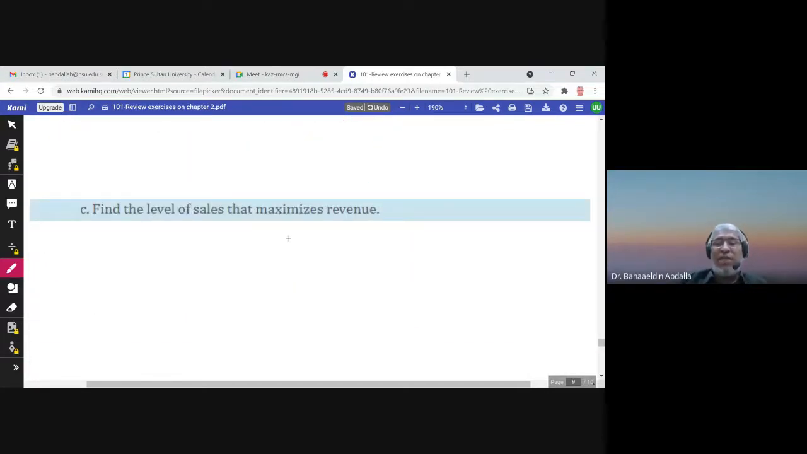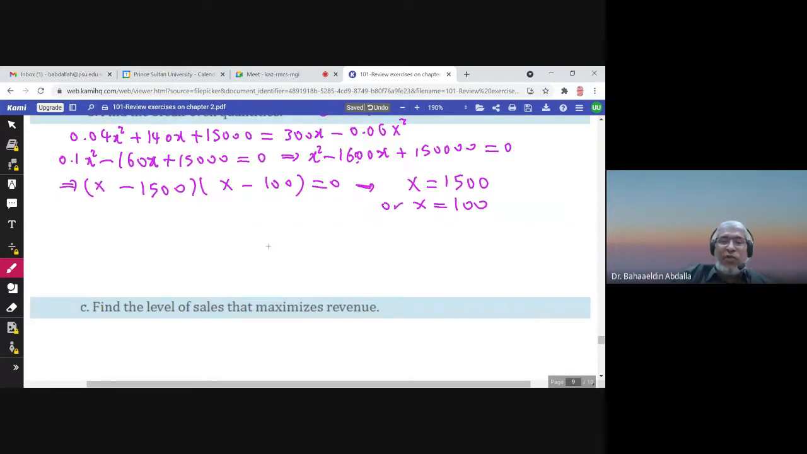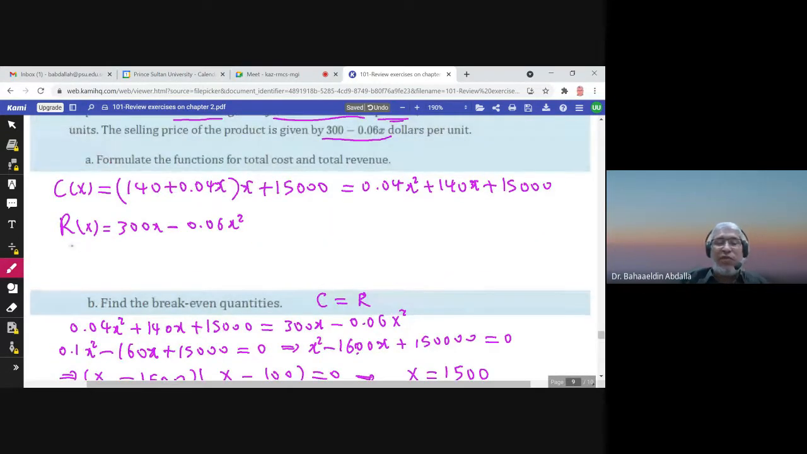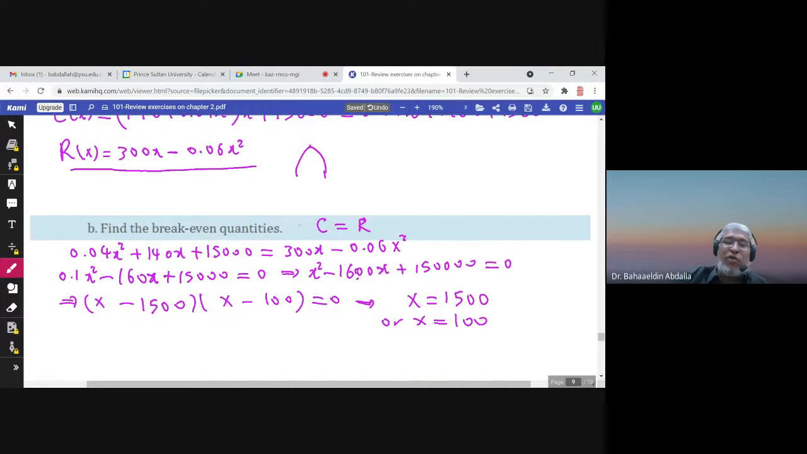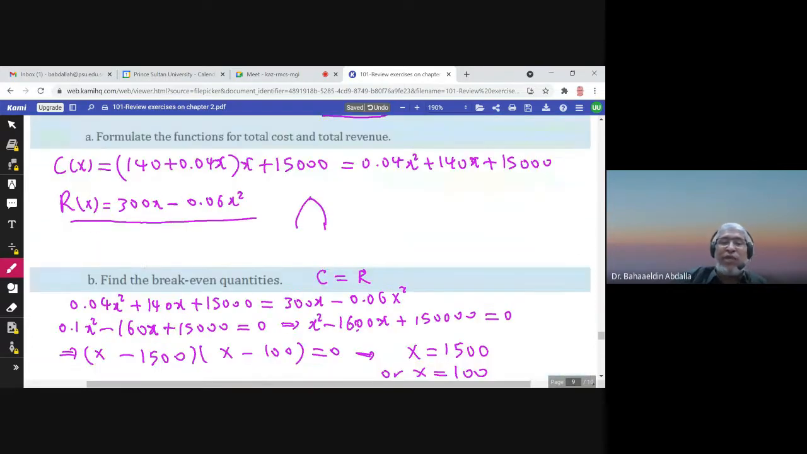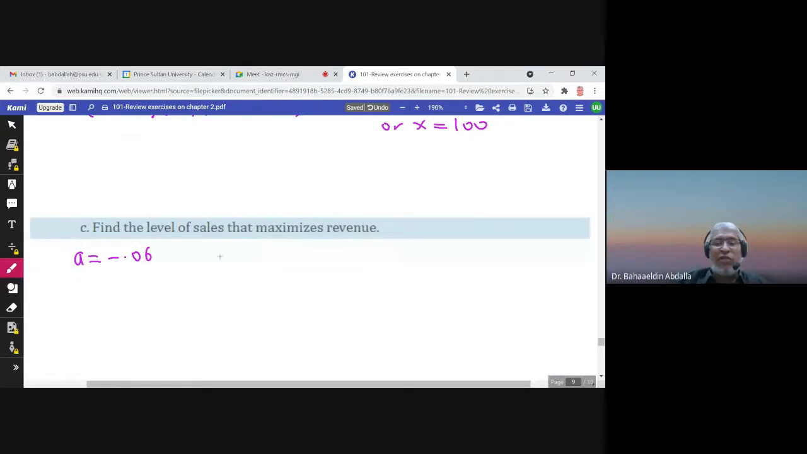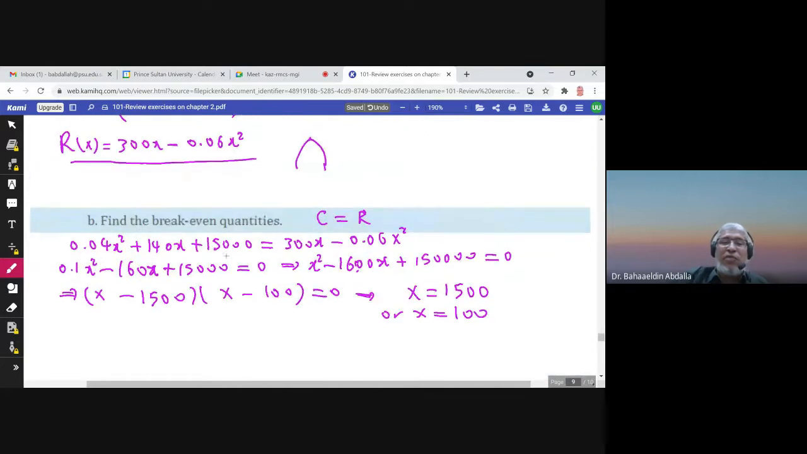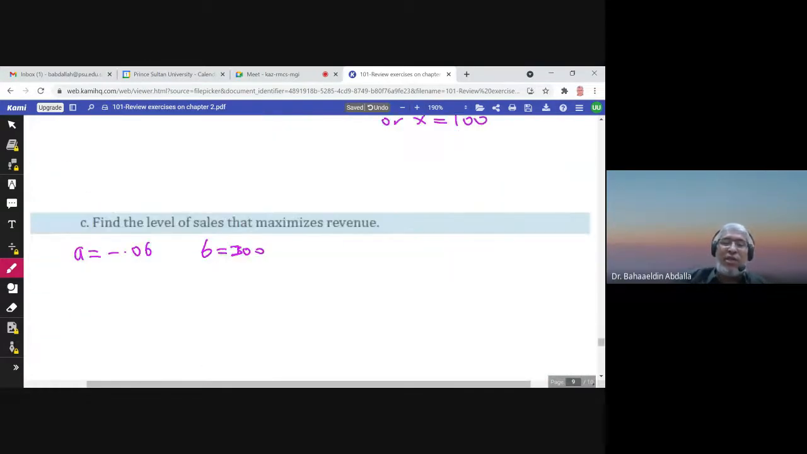Find the level of sales that maximize the revenue. Where is the revenue? This is the revenue. You notice that the revenue has a negative coefficient of x squared. This means it's a parabola that opens downward and there is a maximum revenue. So what is a? Negative 0.06, because this is the coefficient of x squared. And b, the coefficient of x, is 300. We need to find the level of sales that maximize the revenue.